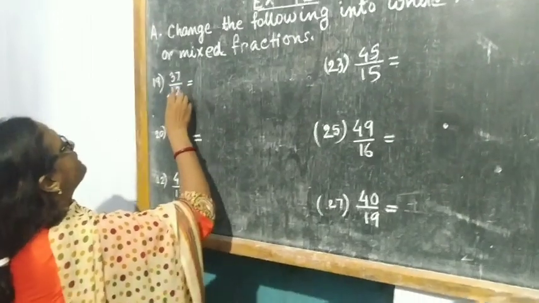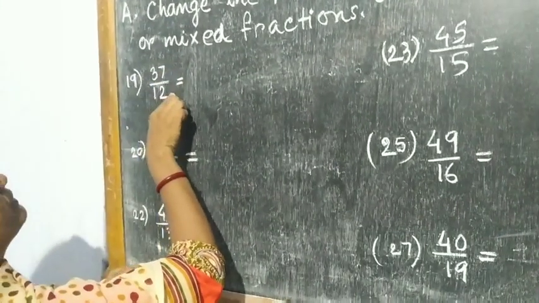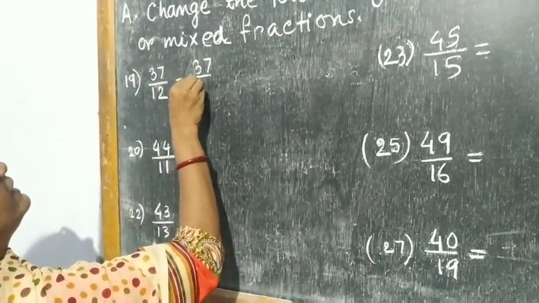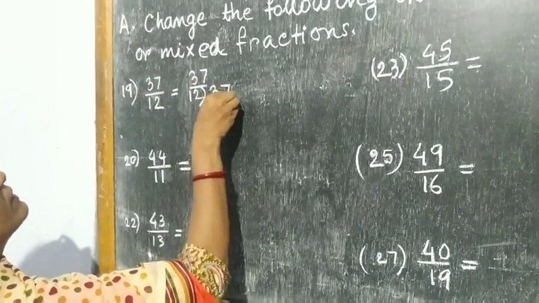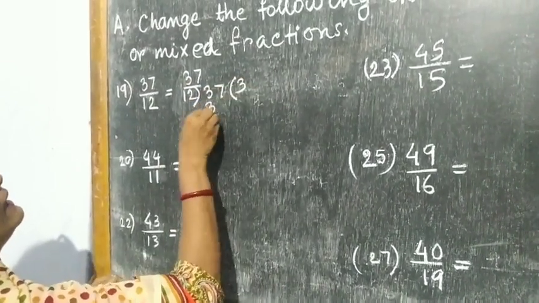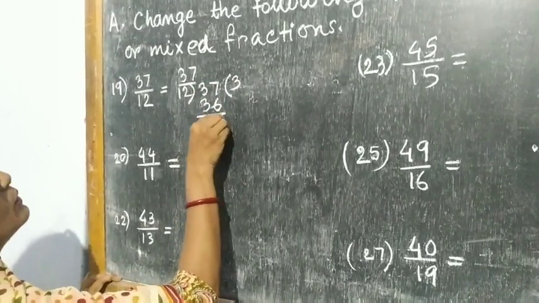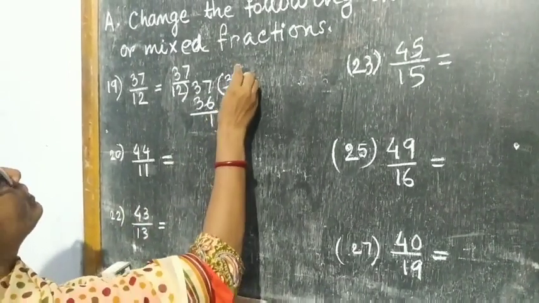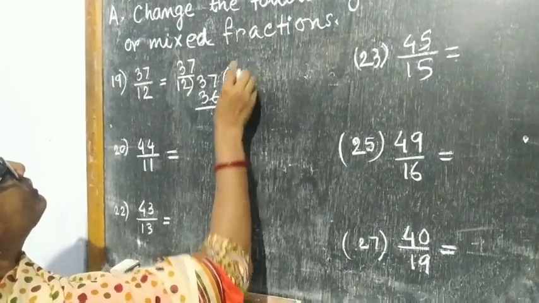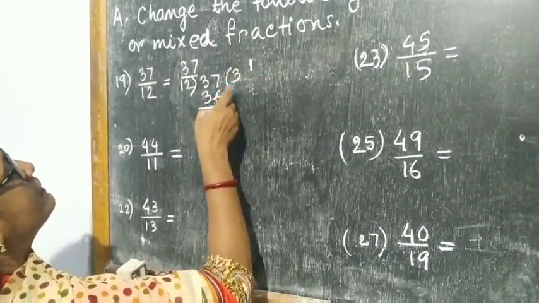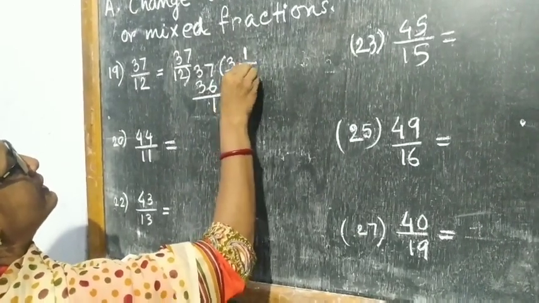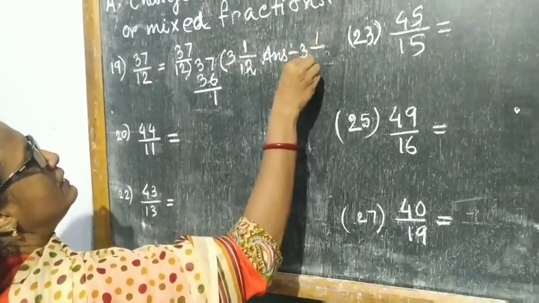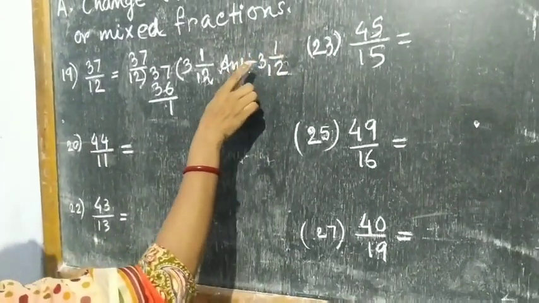Now see children, sum number 19, 37 by 12. So you have to change it into a whole number or mixed fraction. Now you divide 37 by 12. So 12 3s are 36. So 7 minus 6, 1. So this 1 will come in the numerator and this 12 will come in the denominator. So answer 3 1 by 12. Now 3 1 by 12 is a mixed fraction.